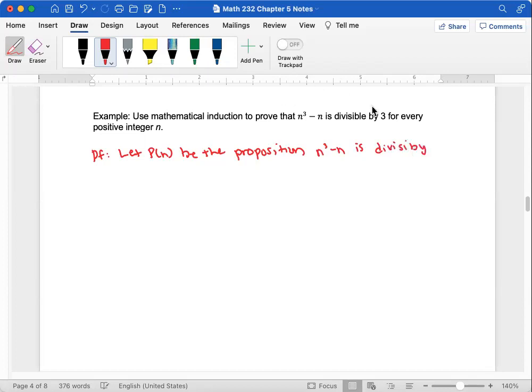Divisible by 3. And that's for every positive integer. I'm not going to state that just because I don't want to write it down. Okay, cool. Got lazy on you. Let's, using induction, P of 1 is true. So let's show it's true because 1 cubed minus 1, when I plug in the formula, comes out to 0. And 0 is divisible by 3.